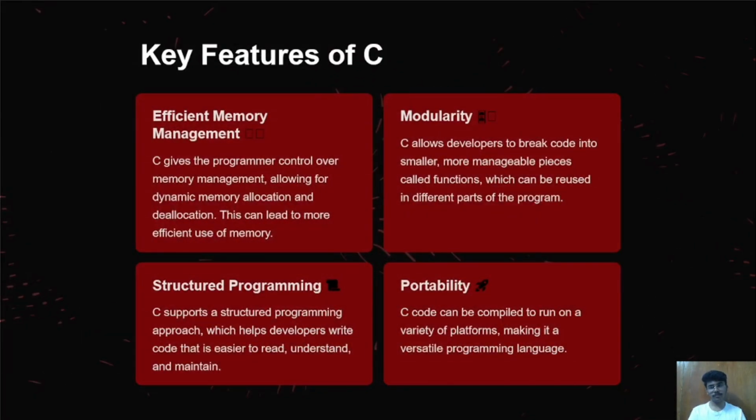Key features of C. Efficient memory management. C gives the programmer control over memory management, allowing for dynamic memory allocation and deallocation. This can lead to more efficient use of memory.